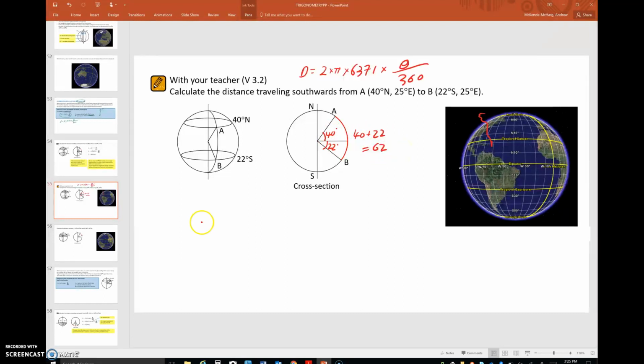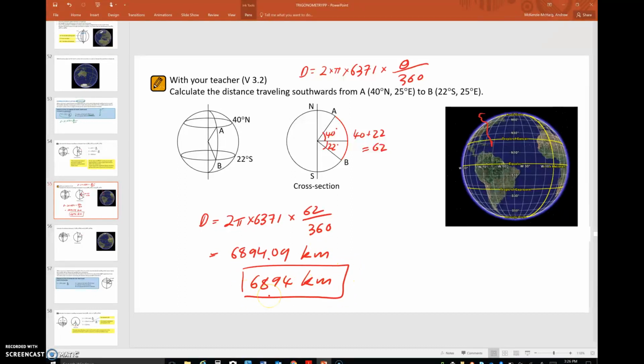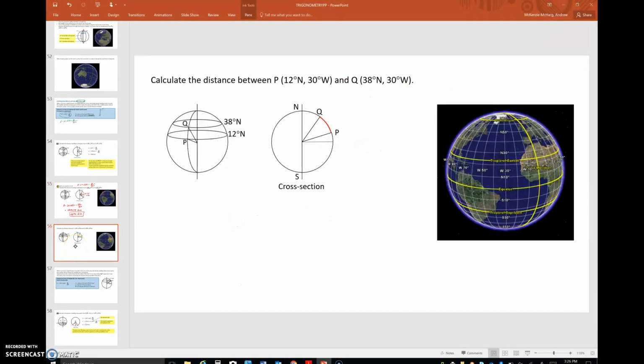If we put that into our formula for distance, and when we do that calculation, we get 6894.09 kilometres. So basically 6894 to the nearest kilometre. Alright, so in this case we found that with having one point to the north and one to the south, we added those up. Now the next one looks a little different.